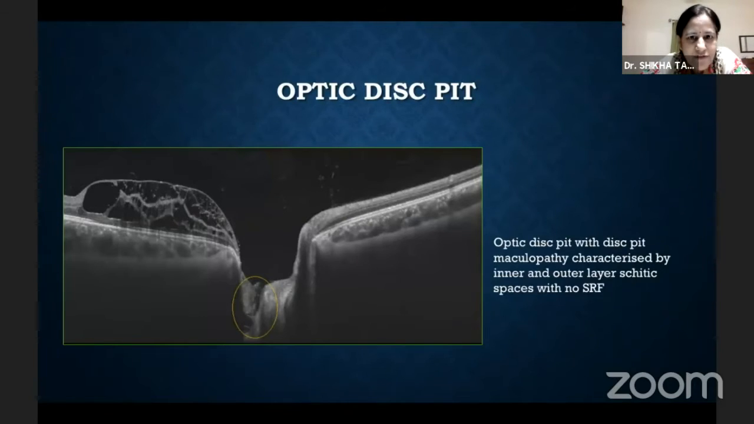So this is a case of optic disc pit. As I said initially, if we have to look at structural problems with the disc, we have to use the SSOCT or EDI OCT. So this is the SSOCT. SSOCT gives a wider scan. You can also look at the macula. Here you can directly see the pit, this dark area. We know it's associated at times with pit maculopathy. Here you can see these schitic spaces.